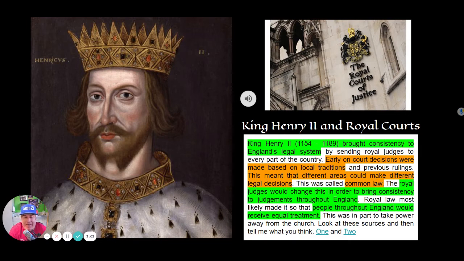The problem with that is you could be in one area and take one step out of that and step into a new area and be committing a crime, even if you were doing the same exact thing that wasn't a crime, or vice versa. The royal judges would change this in order to bring consistency to judgments throughout England. Royal law most likely made it so that people throughout England could receive equal treatment.